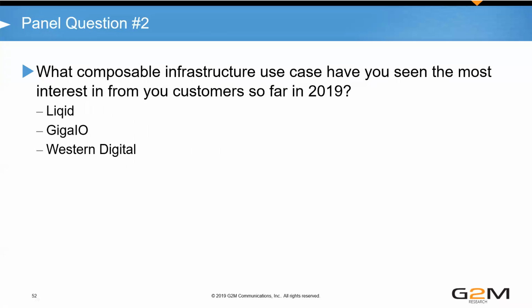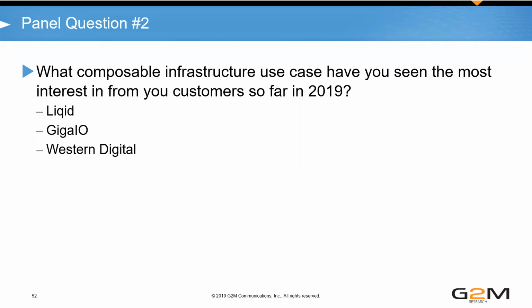This one will start with Liquid, then go to Giga, and then go to Western Digital. And that question is, what composable infrastructure use cases have you seen the most interest from your customers so far in 2019? So if you could just focus on answering about one specific use case that you've seen a lot, the most compelling one, that'd be great. Yeah, we'll start with Sumit with Liquid.